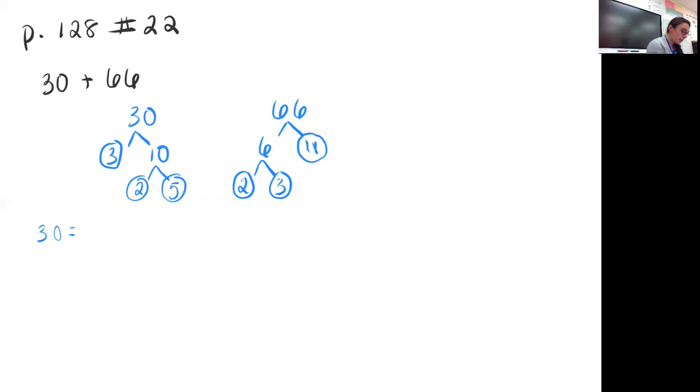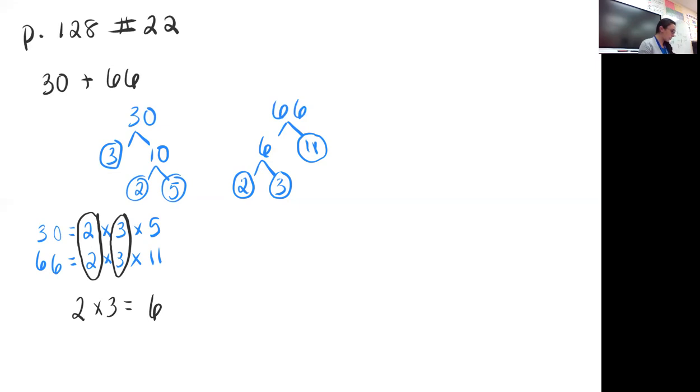So for 30, I've got 2 times 3 times 5, and for 66 I have 2 times 3 times 11. All right, we're going to circle the common factors that they have. They have 2 and 3 in common, which means that the greatest common factor, 2 times 3, is 6. Okay, so if my greatest common factor is 6, here, let me write it up here. The greatest common factor is 6.